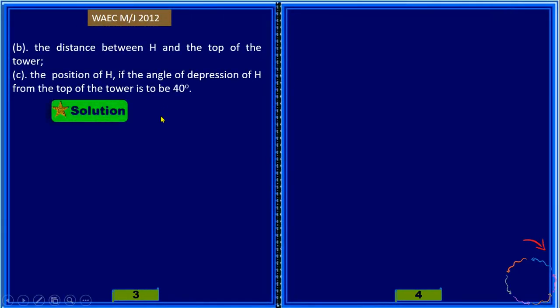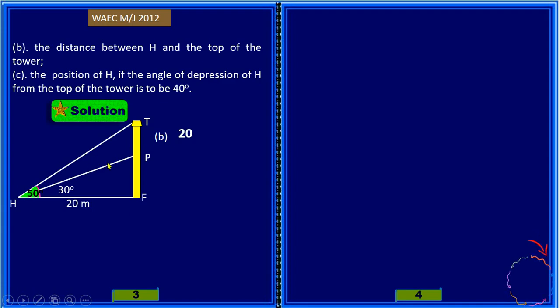Then we'll now go to question number 8b, the distance between H and the top of the tower. Now that's the tower, and then every other thing is here. So now therefore we are going to find that 20 divided by HT. 20 is the adjacent, and then we are looking for the HT, and the angle between them is 50 degrees. So this ratio will give us cosine. So that's cos 50. Then we're going to cross multiply. So 20 will be equal to HT multiplied by cos 50. And cos 50 is 0.6428.